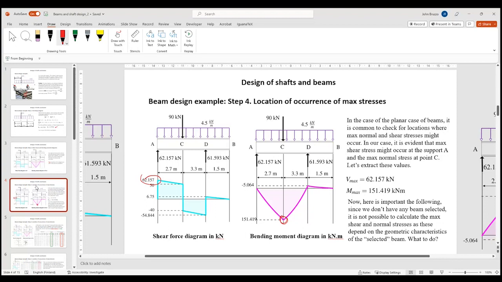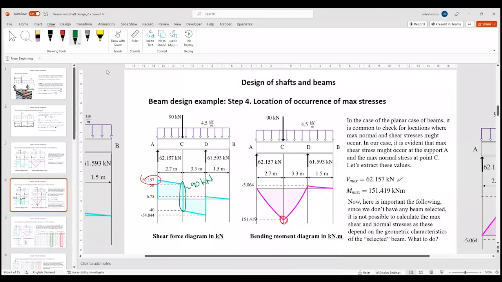So I said that the maximum shear force is 62 kilonewtons, but what happens here? These are clearly 90 kilonewtons, the point to point. I'm going to leave this question open to you, for your reflection. Shouldn't it be that, or should I consider those 90 kilonewtons as maximum shear force or not? I'm just going to leave it for your own thoughts, because it's really interesting.